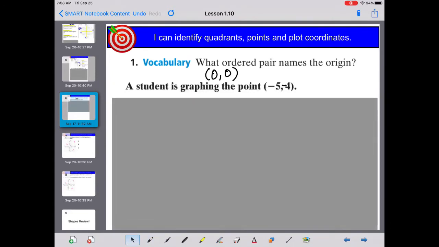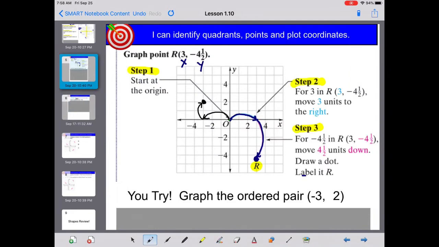A student is graphing the point negative 5, negative 4. This example is in your notes. Pause the video, give it a try. Show me that you can do it. All right. When we're graphing the point negative 5, negative 4, you should have gone first to the left 5, and then you go down 4, and that's the location of that point. Make sure that yours matches mine, and let's go on.